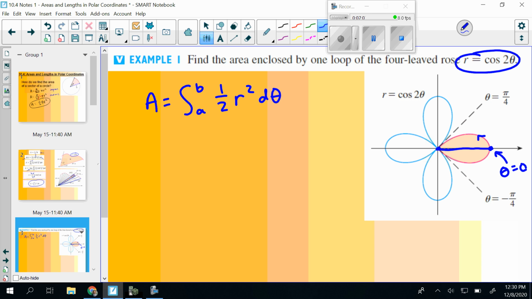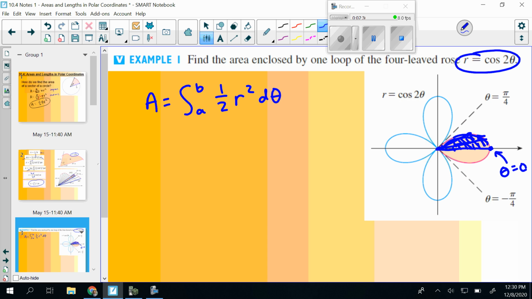And as we are moving to pi over 4, if I just graph from here to here, that would give me this area. If I just graph from 0 to here, now that gives me this area. And if I keep going all the way to pi over 4, that would give me this whole area of just half of that petal of this 4-leaf clover.